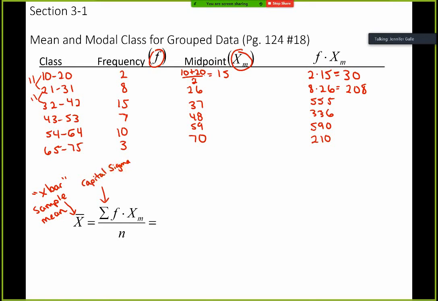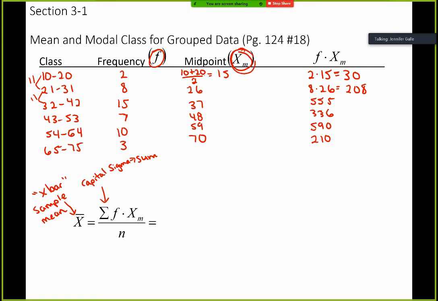And when you see a capital sigma, what that means is sum. It means you're going to add everything together. That's a capital sigma. It looks kind of like a goofy capital E. Then we have our little f. We know our little f is frequency, and the x with the subscript m is midpoint.